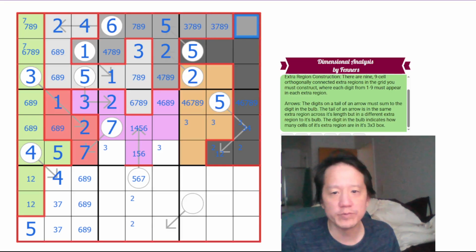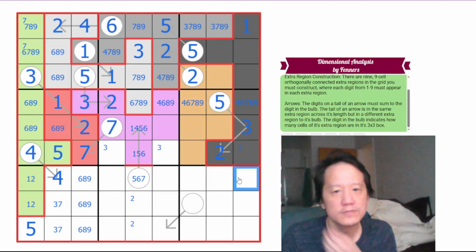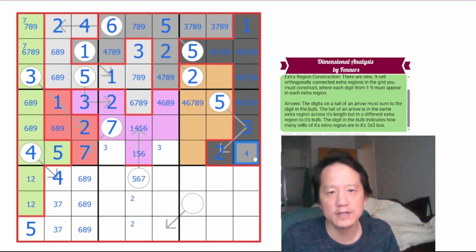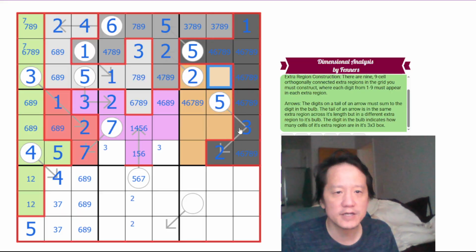What is this digit remaining here? It's a 1. So this dark region cannot contain a 1. So this is now 2 and 3. So this can't be 3 here. This can't be 2 because this is 2 and 3 adding up to 5. This dark region can only have 4, 6, 7, 8, and 9 left. This cannot be 5. It's 4, 6, 7, 8, and 9.